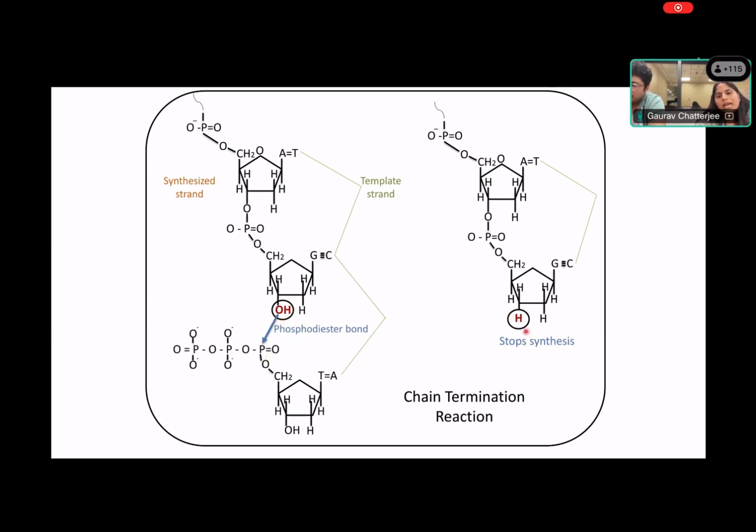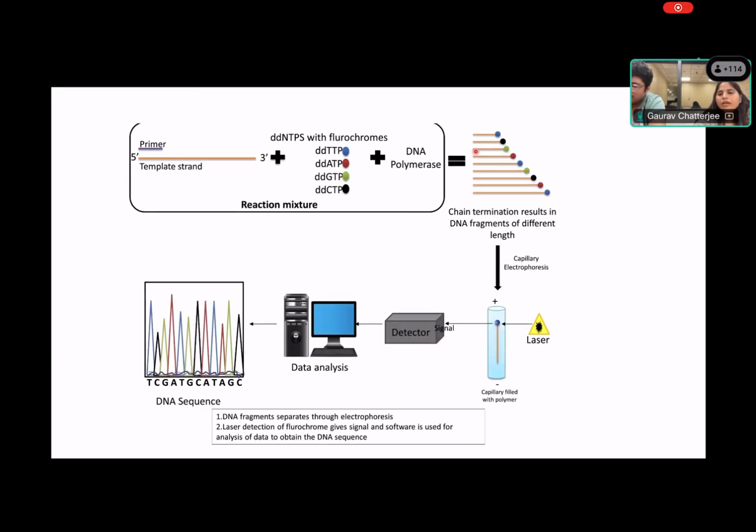However, wherever ddNTP is added, your phosphodiester bond cannot form, and there will be chain termination in Sanger sequencing. So by this, what will happen? You will have fragments of various lengths which terminate at different lengths. When you pass them through capillary electrophoresis, you can identify which nucleotide got incorporated when, and they will be serially displayed in the form of a chromatogram. This is how you can decipher sequence in Sanger sequencing.